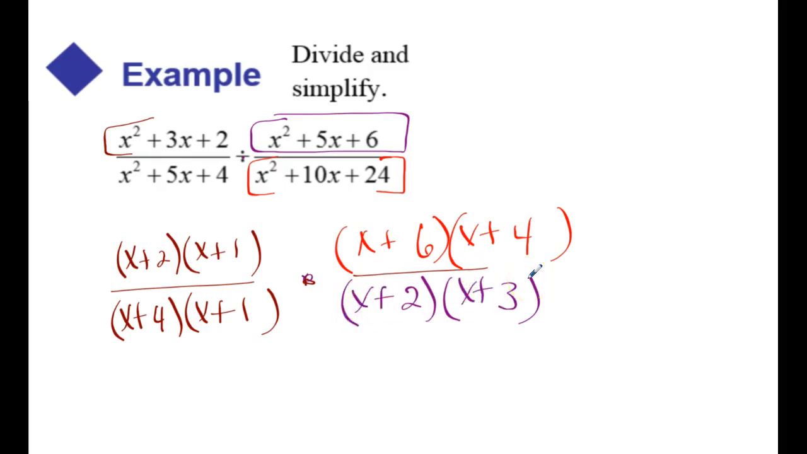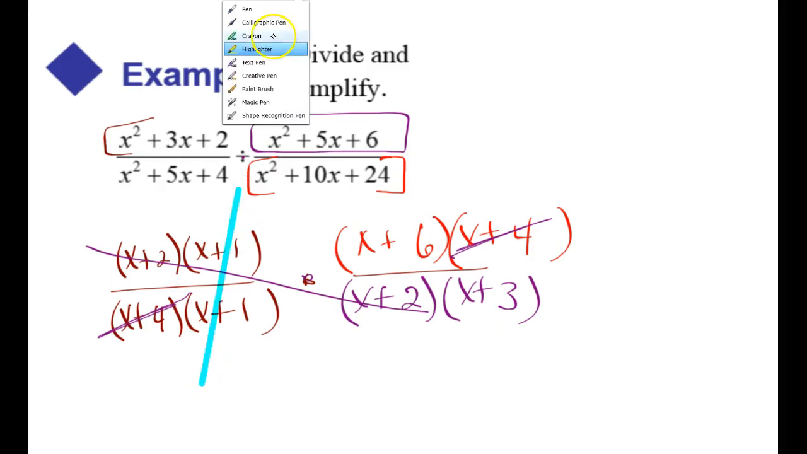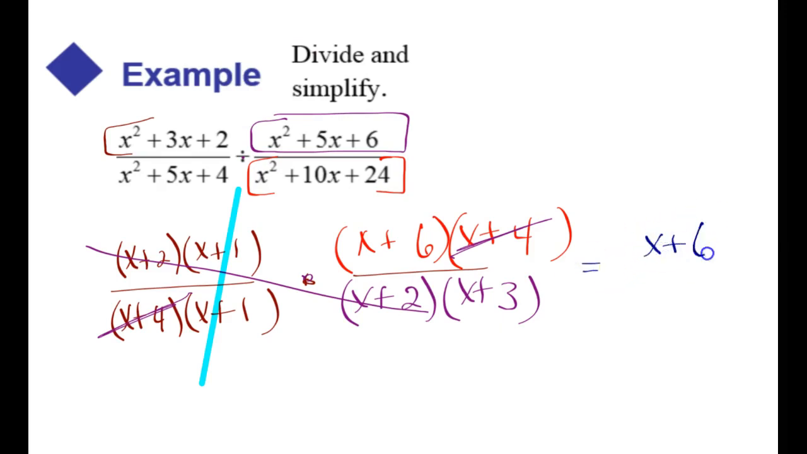And then we start canceling. So the x plus 2's are gone. This x plus 4 cancels with this x plus 4. And that might be it. So, oh, how about the x plus 1's? I think these x plus 1's cancel. So I'm just left with an x plus 6 divided by x plus 3.